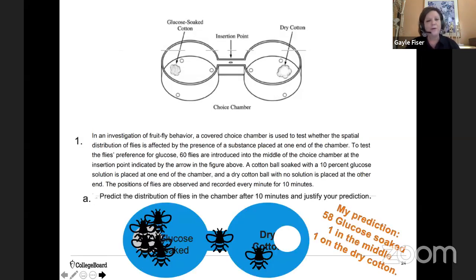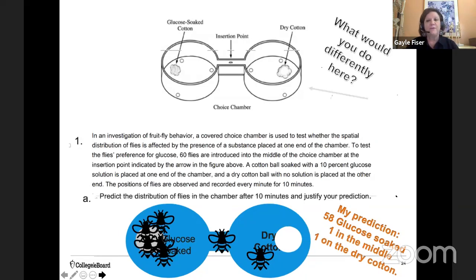I know those are bees and they're not flies, but it's the only shape that even resembled being close enough to put in here. You see we have our choice chamber down the bottom, the glucose-soaked and the dry. My prediction: I predicted 58 will be on the glucose-soaked cotton, one in the middle, and one on the dry cotton. Let's take this another step, because I did that thinking they would want sugar.